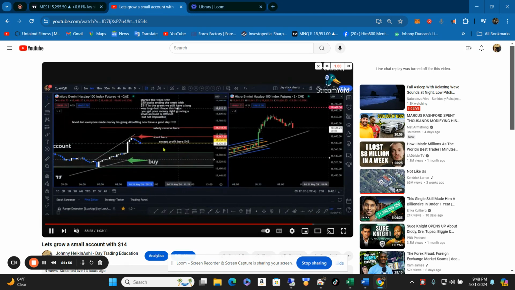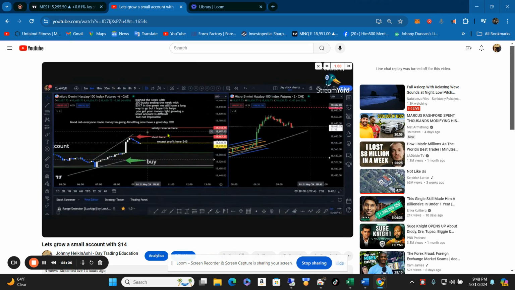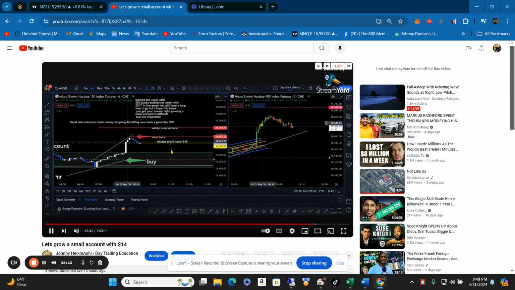And to be honest, I painted this one yellow because I wasn't sure if I really wanted to get out, but I said, hell, $45 is good enough. It's Friday, fuckery day in the market. So let's just take the $45. But I had a feeling, that's why it's yellow, that the market was going to go all the way down here.